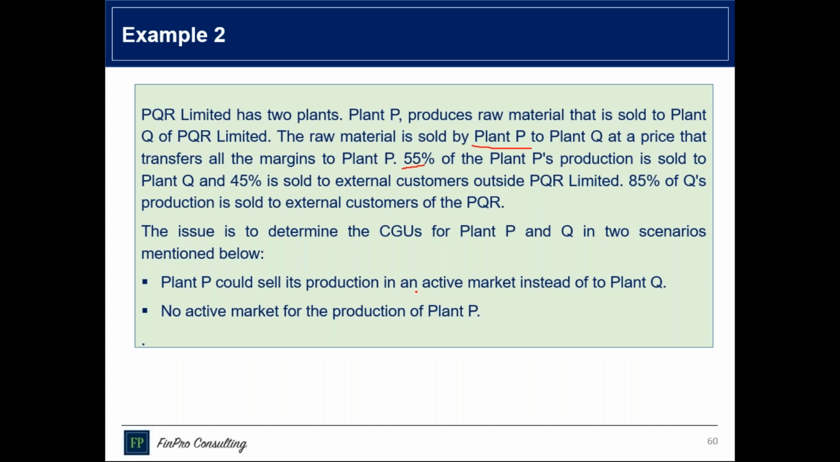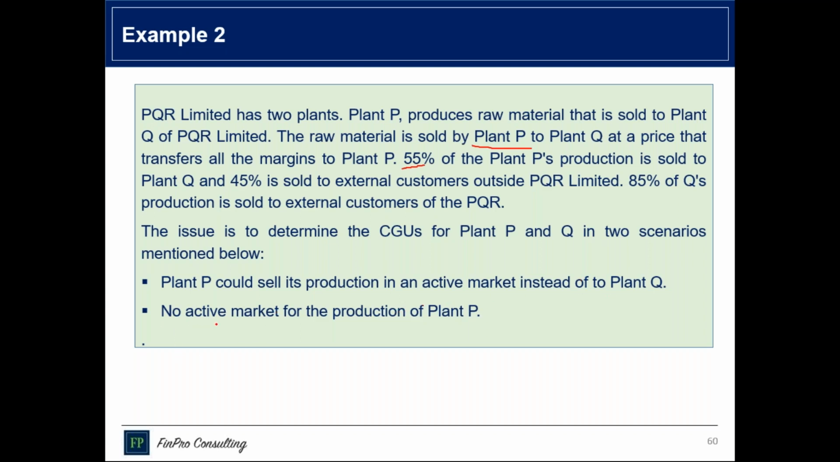They are not depending only on Q. In the first circumstance, since plant P has an active market, even if Q does not take the output, plant P can sell it to external customers. Since it has an active market outside the PQR Limited group, plant P and plant Q will be considered as two separate CGUs.